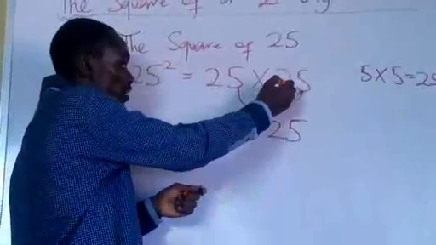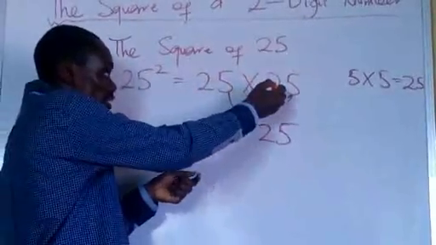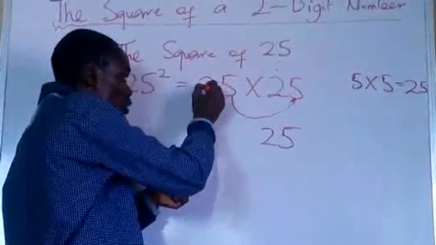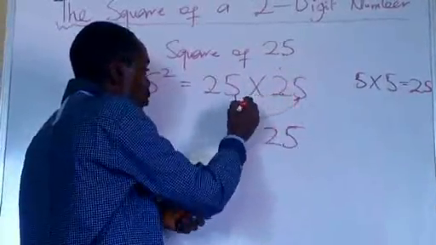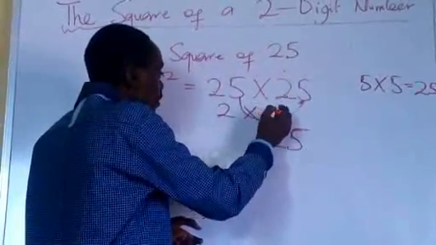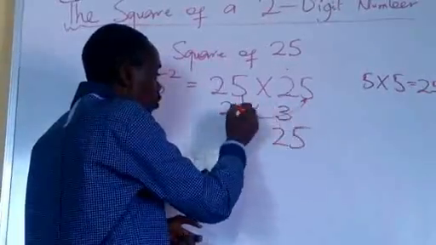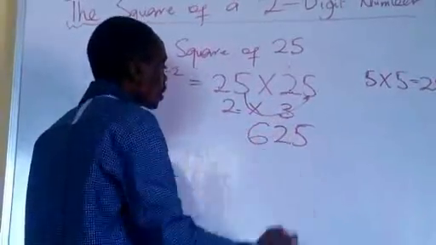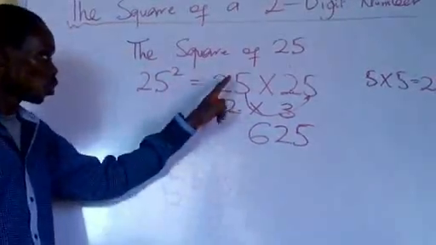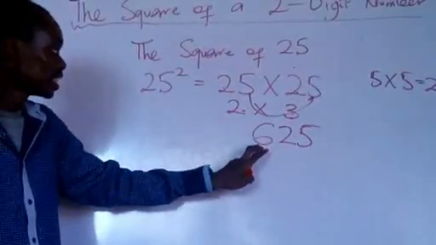And you're going to increase one of the digits. Either you increase this one to 3 or this one to 3. So you have 2 times, you increase this to 3. 2 times 3 gives you 6. So 25 times 25 is 625.